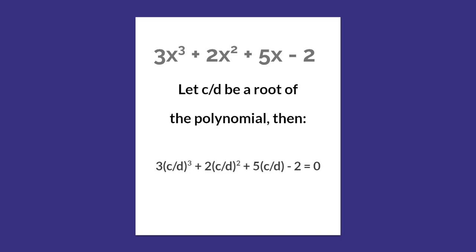Then 3 times c over d to the third plus 2 times c over d to the second plus 5 times c over d minus 2 equals 0. By using our exponent properties, we can also write this as shown here. So now, what can c and d be?